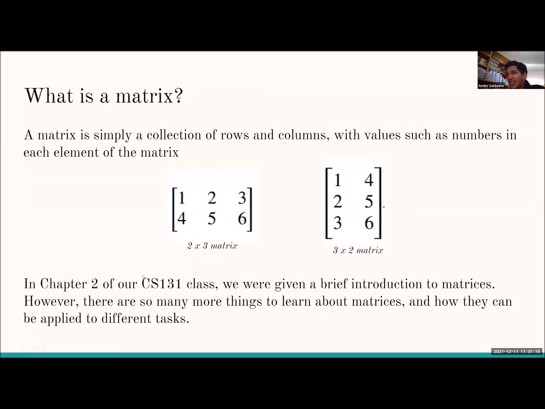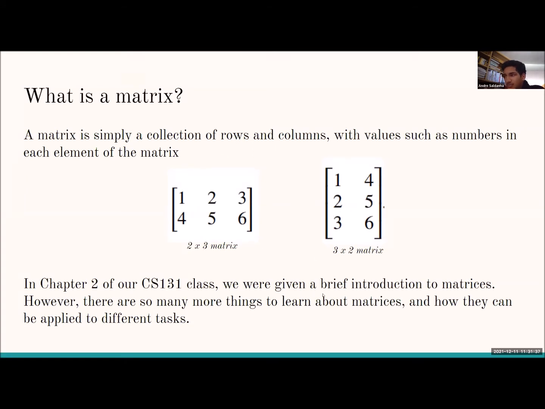I did my semester project on matrices in computer science. We touched a little bit on matrices in chapter 2. A matrix is just a combination of rows and columns. Matrices can be any size, 2 by 3 or 3 by 2 or even 100 by 100, but it's always just the rows and the columns.